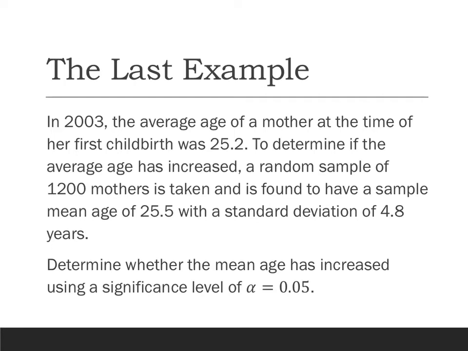Let's go ahead and just do the quick check for our three conditions. We do have a random sample. We're told that right there. We have a sample size greater than 30 for sure. And then if we check to make sure that 1,200 divided by 0.05, if we're talking about all mothers, I think we can assume that there are more than 24,000 mothers that we could have chosen from. So I think we're safe with condition 3.